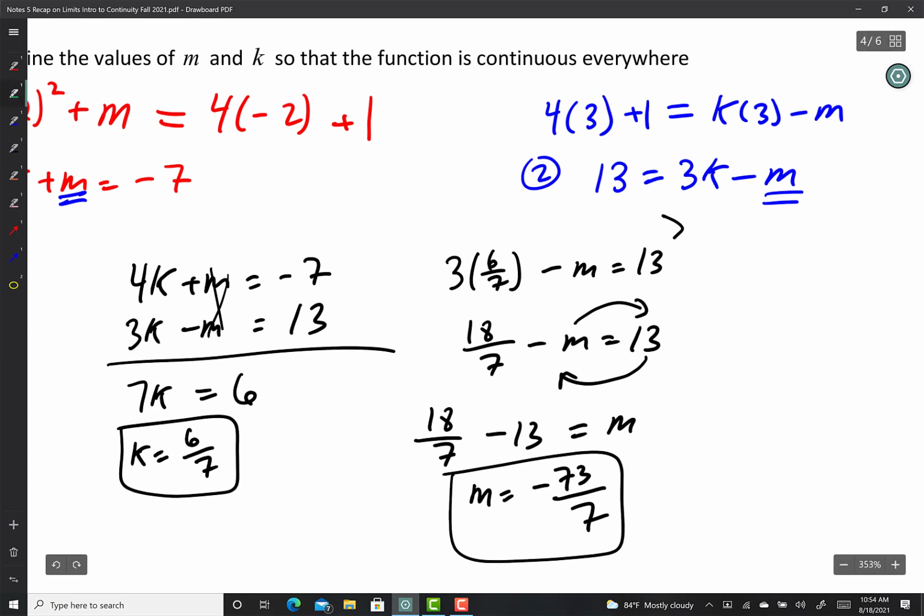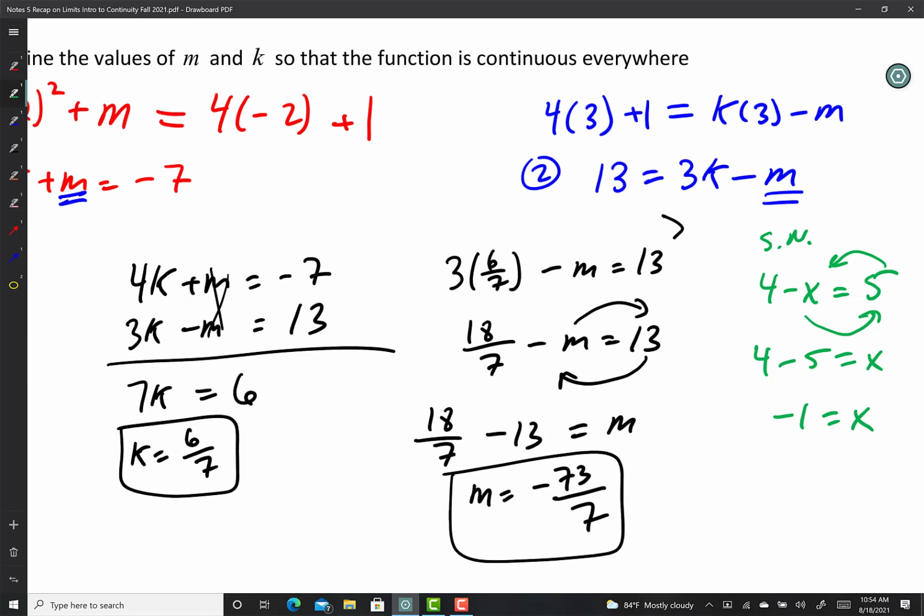Let me do a side note. All right, Parker, if I had 4 minus x equals 5, in my brain, I think it's easier to do this and do that. So I think 4 minus 5 equals x is easier. So I go negative 1 equals x, so I just say x equals negative 1. I think it's less work, but you're more than welcome.